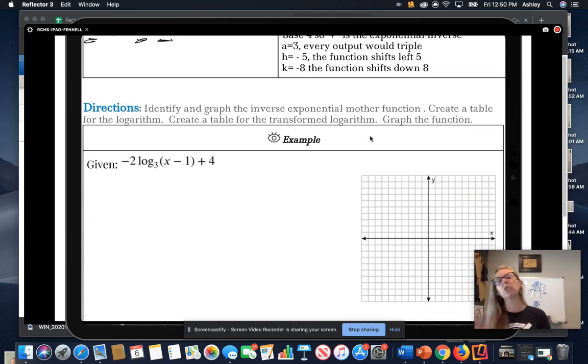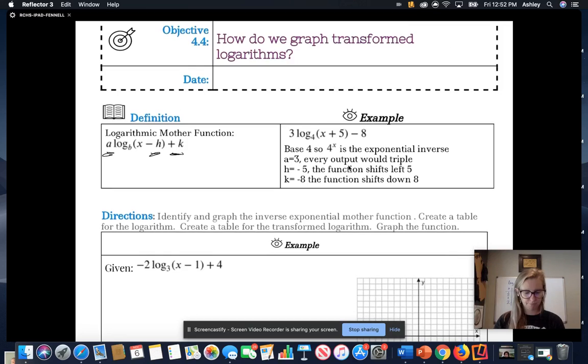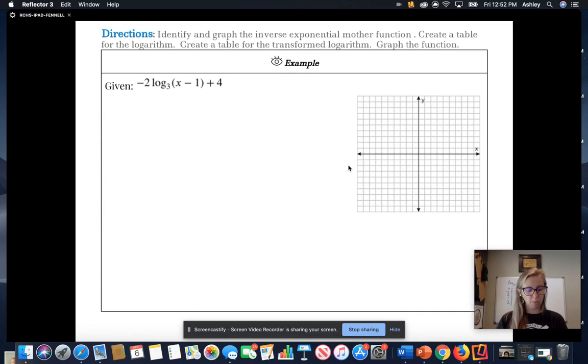So what we're going to do is look at this, and we're going to identify our exponential, create a little table for that, create our inverse table of our logarithmic basic function, and then we're going to apply our transformation. So we're just going to take this slow and steady. Okay, so we're going to start just by identifying our exponential.